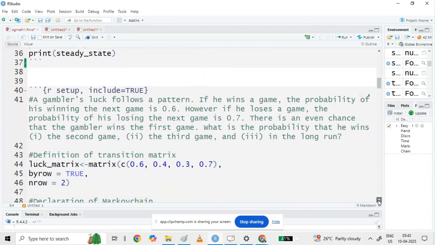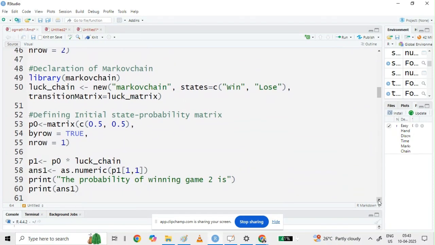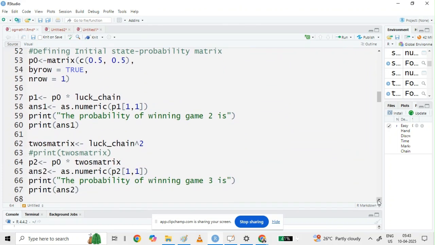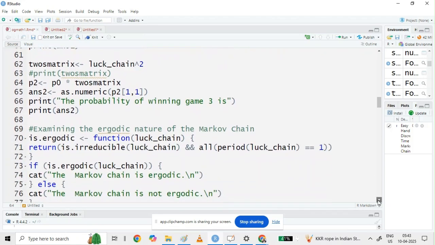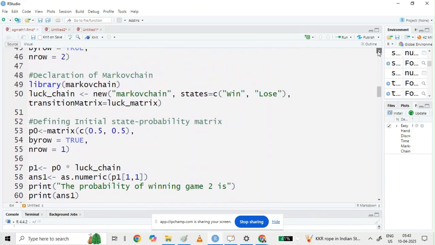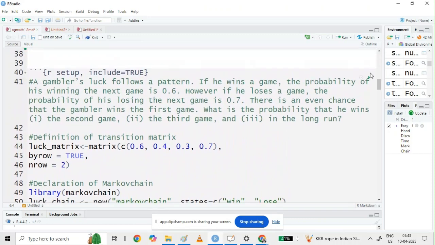I've typed the question as a command. I've declared the TPM. I've declared the Markov chain. I've defined the initial state probability matrix. I've defined the answer for question one, the answer for question two, and I've checked the ergodic nature, and I've also calculated the steady state probabilities. Now let's try and execute this chunk and find out how this pans out.